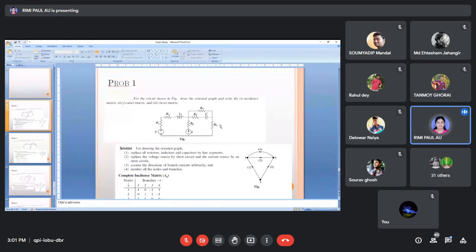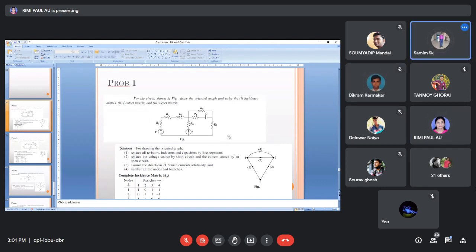Follow number of nodes. Do not see anything, just whatever you can think about it. Tell me just number of nodes. 3, ma'am. 3. Where? 1, 2, 3. Right? Yes, ma'am.